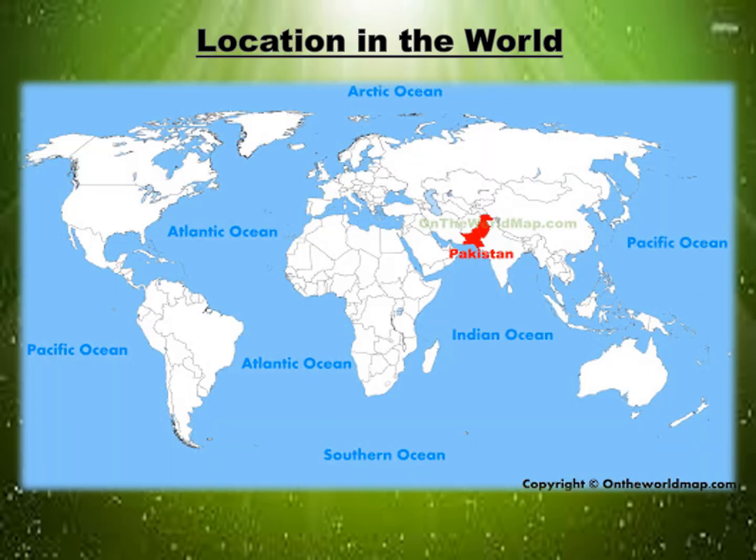Now, if we see Pakistan's location on the world map, you can see that Pakistan is in the Asian continent, in the south of Asia, and it is in a very strategically important place.